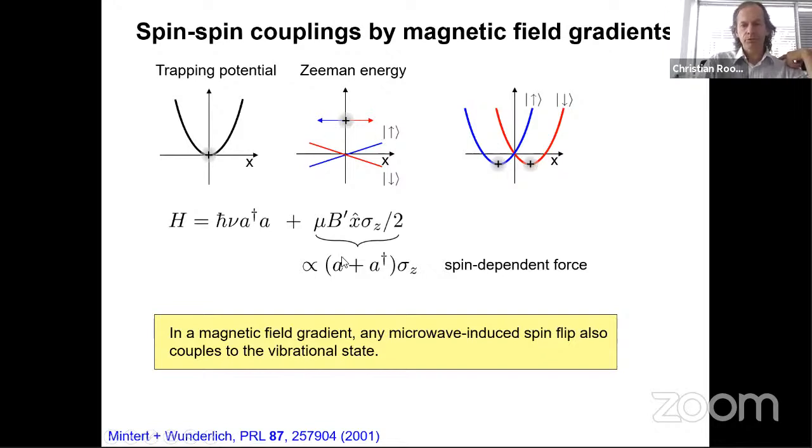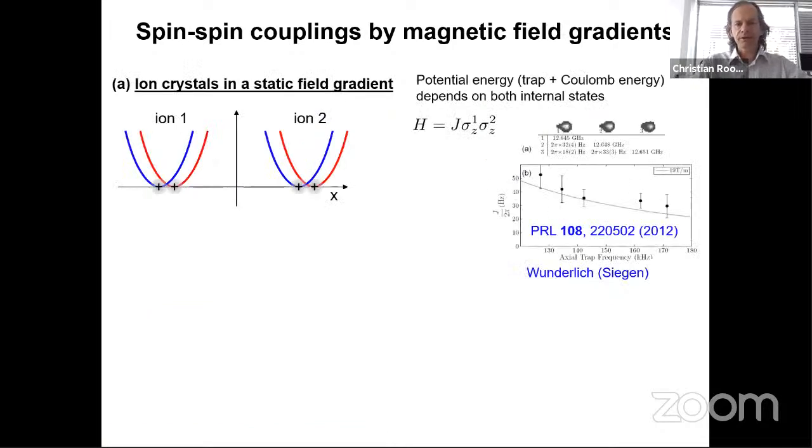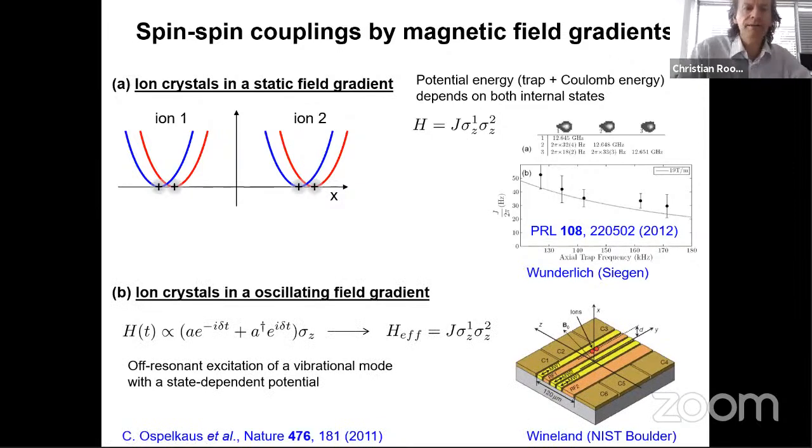And so there you have a spin-dependent force, which, if the gradient is static, does not have any time dependence, but you can make use, for example, of microwave-induced spin flips to have a coupling to the vibrational state that depends on the electronic state the ion is in. And in addition to this static field gradient, which you can also use for engineering effective spin-spin couplings between the ions, you can also put ions into an oscillating field gradient.